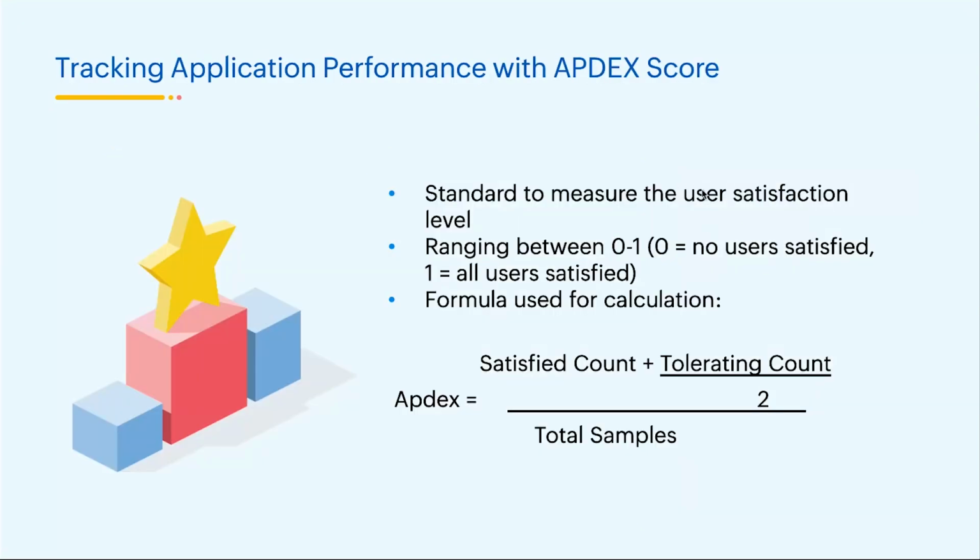Let's look at how the APDEX score is calculated. The scores range from 0 to 1, where 1 indicates that all users are satisfied, and 0 indicates that no users are satisfied. The APDEX score formula is the sum of the satisfied count and half of the count of the tolerating samples divided by the total number of samples collected during the transaction. So tracking the APDEX score helps teams quickly assess whether the users are satisfied, tolerating, or frustrated within the application. It's a valuable metric for delivering consistent and high-quality user experiences.